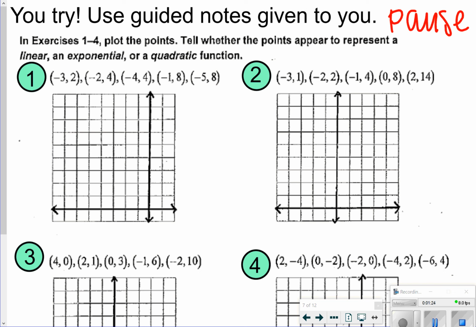Alright, so I'm going to go ahead and start with number 1, and I'm going to go ahead and plot all these points in number 1. As I'm finishing number 1, I notice that all of my points have something in common. They have an axis of symmetry, and so they're both symmetrical on either side of this vertex here. So if I connect all my points, this is definitely number 1 going to be a quadratic function.